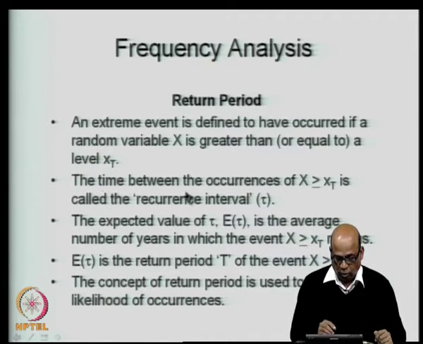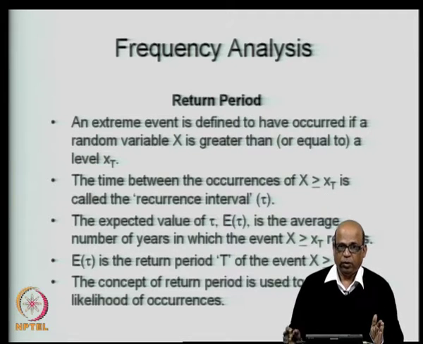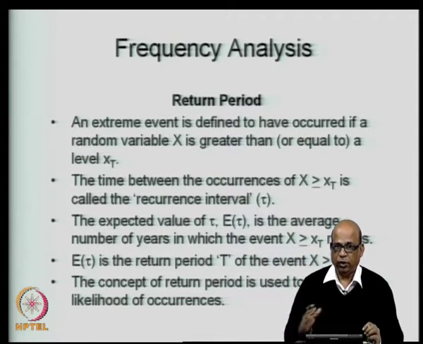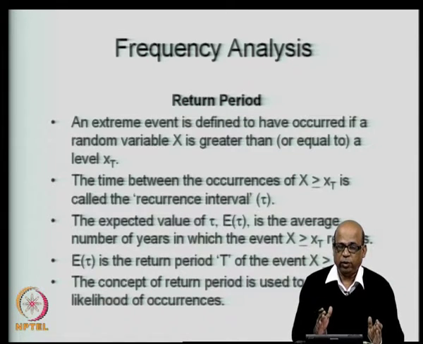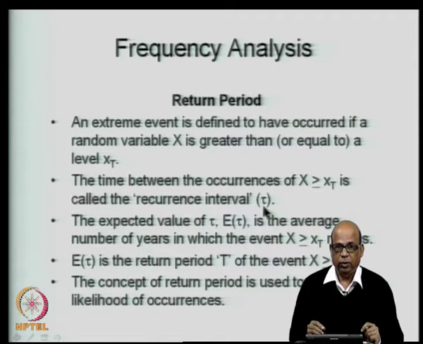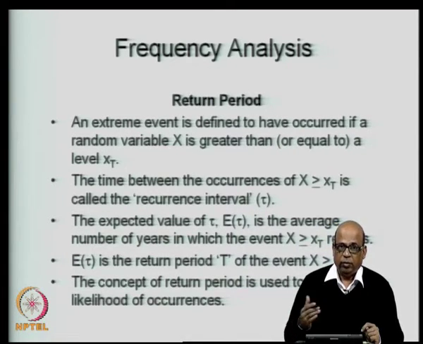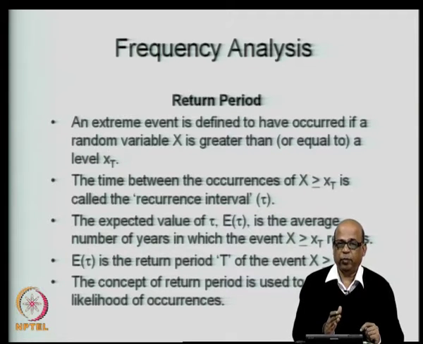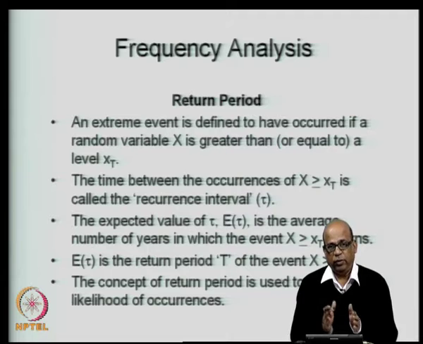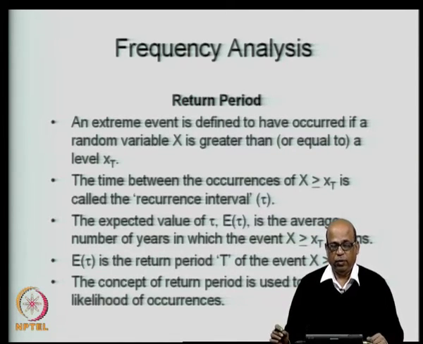Then we define the time between the occurrences of x greater than or equal to x_T. That is, the event x greater than or equal to x_T has occurred now, and then a time has elapsed and then again it occurs. Another time has elapsed and then again it occurs and so on. So, the elapsed time between two consecutive occurrences of x greater than or equal to x_T is called the recurrence interval, and we denote it by tau. Then in a long period there may be several recurrences of this event. x greater than or equal to x_T has occurred in, let us say, year number 1, it occurred again in year number 14, again in year number 15, again in year number 29 and so on. So, the recurrence interval keeps on changing in a record of the time series.